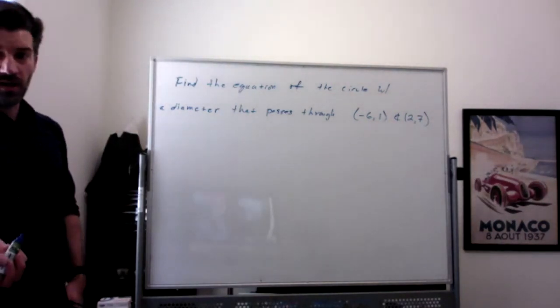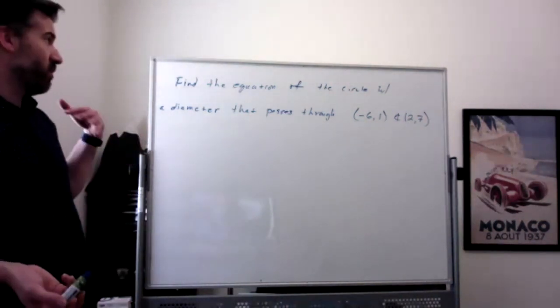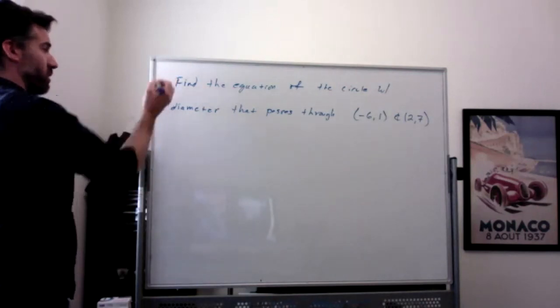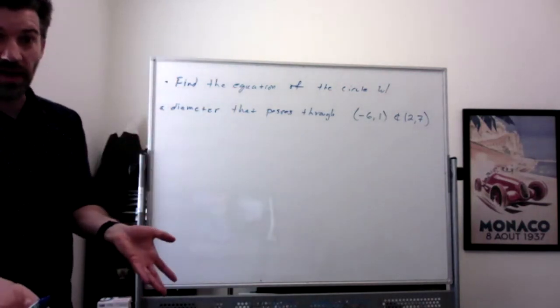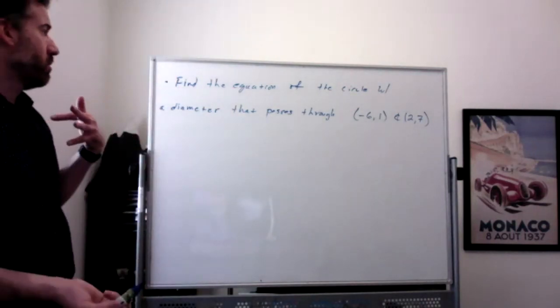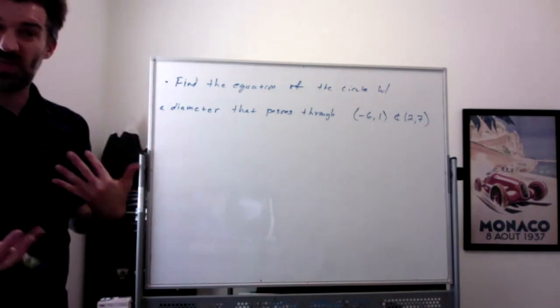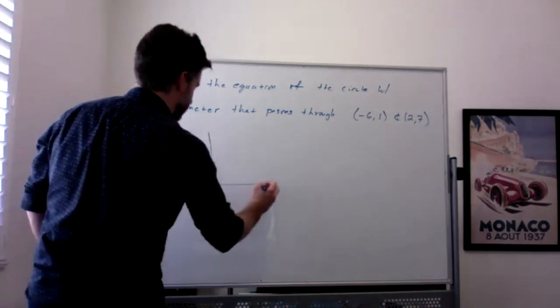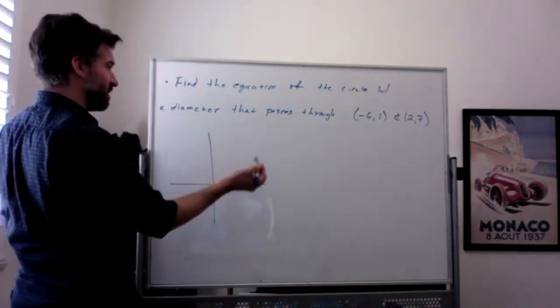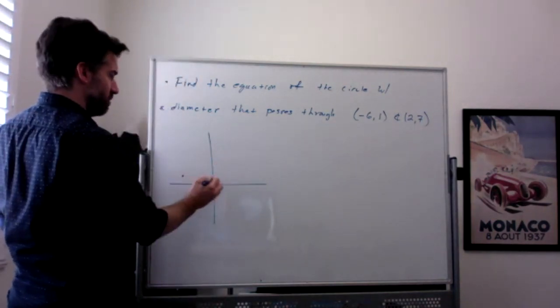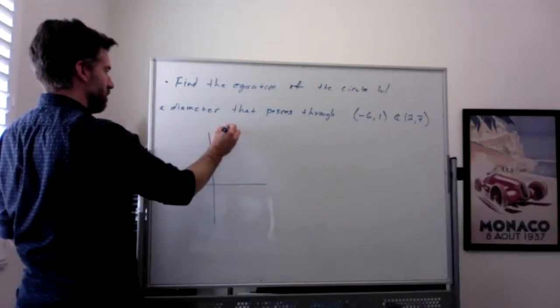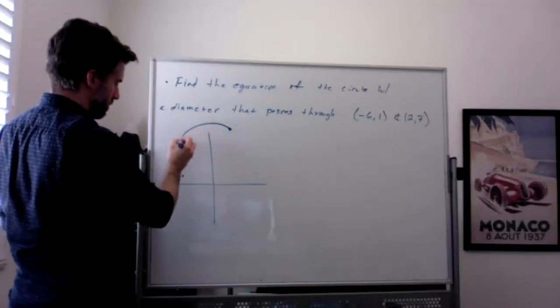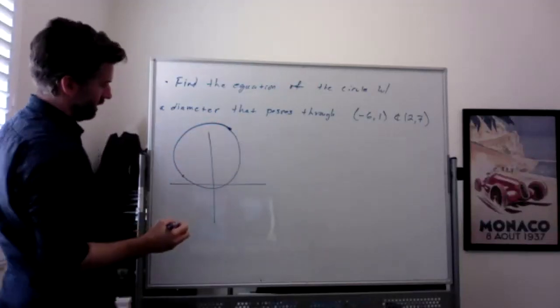So I'm going to draw an approximation of the circle. The question doesn't actually ask us to draw the circle, so we don't need to, but I'm going to draw a guess at the circle just to point out a couple things. So I don't really need a coordinate axis system. Let's say it's here. -6, 1 is about right there. 2, 7, maybe about right there. So my circle looks kind of like that.